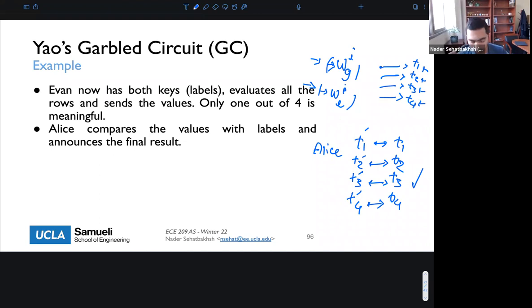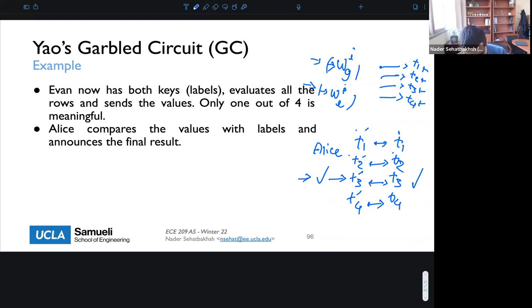And since Alice knows which one is matched, Alice is basically going to compare these two values here and here, and here and here, and only out of these four, only one of them will be matched. Let's say, for example, in this case, this one will match. So then what Alice would do is just tell which one is the match. In this case, this one, and then just announce the results, and that would be the outcome of the gate, and that's what both of them want.